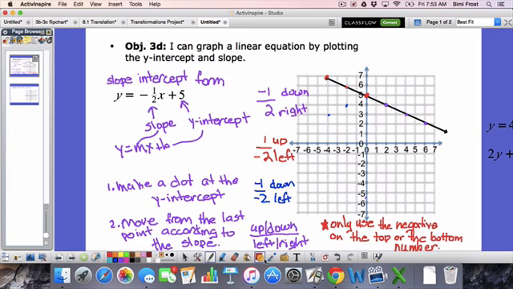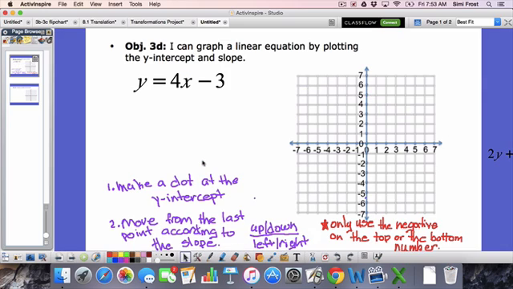It would go like that. So that is incorrect. So let me erase this so we don't include it in our notes and think that that's a possibility. Okay, so those are all the steps for how to do this. Let's try a couple more equations here to graph.